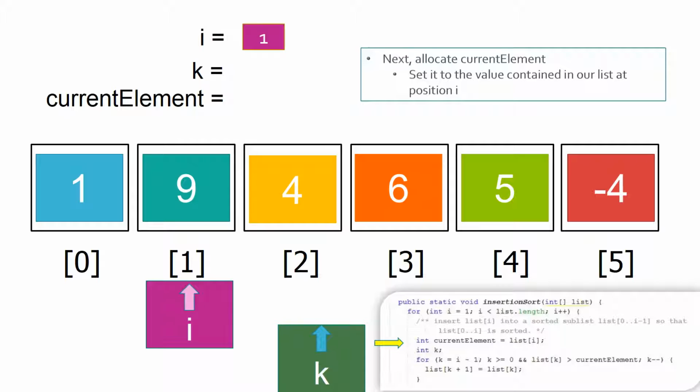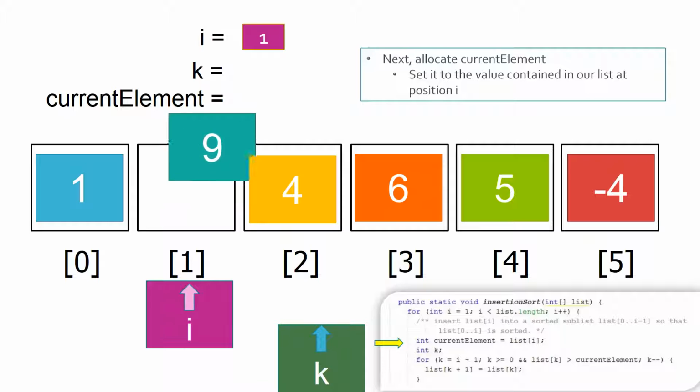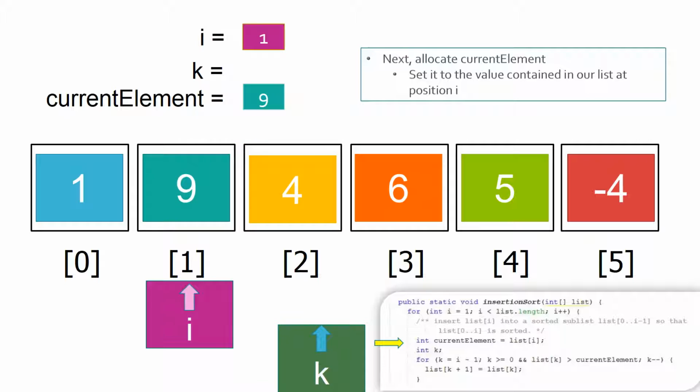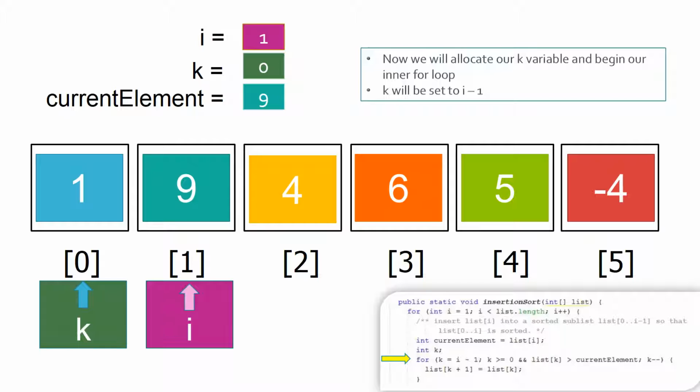Next, we're going to execute the line of code that allocates the item in position list sub i into our currentElement variable. Now we've got k, and we're going to go into our inner loop. So we're going to start out with k set to i minus 1.